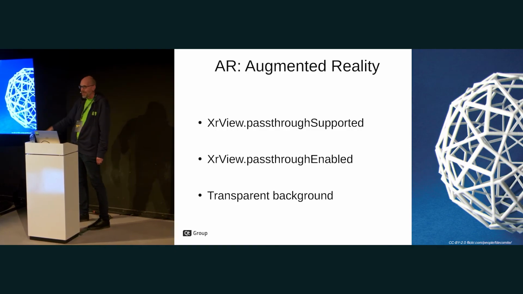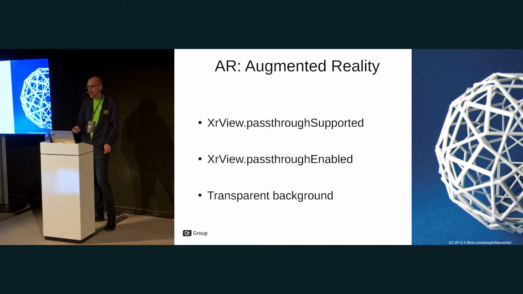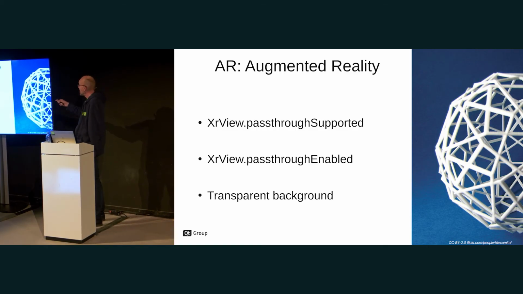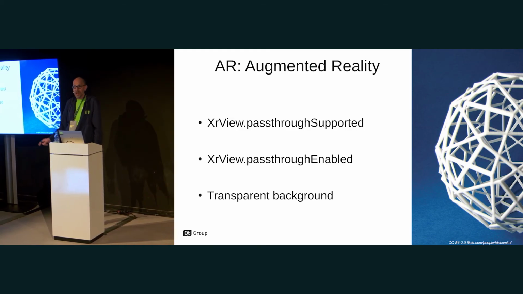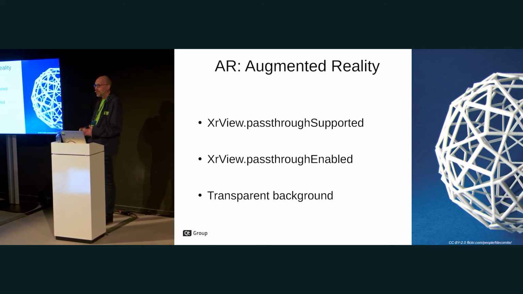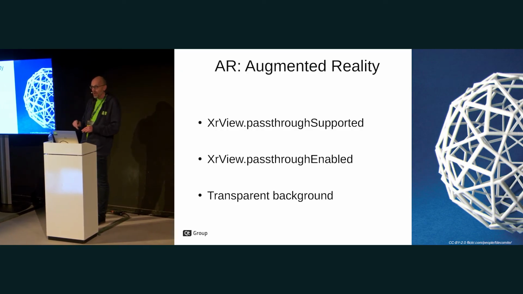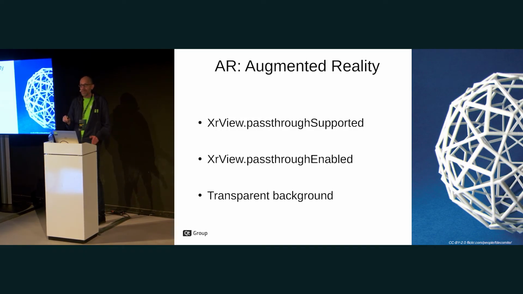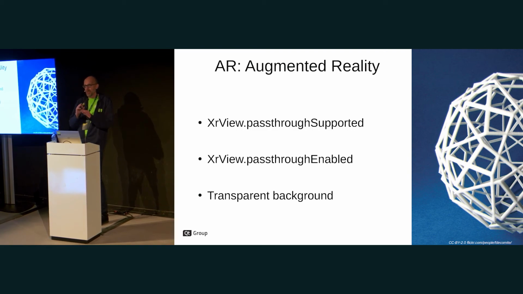You can ask the XR view if it supports pass-through at all. Not all headsets have cameras, after all. And then you have pass-through enabled, which is a property you can set to true, then you're going to see the real world around you, or false, then you're just not going to see the real world. In order for this world to be actually visible, you need to set the background of your 3D scene to transparent. Otherwise, it will just draw the background color and you won't see anything.